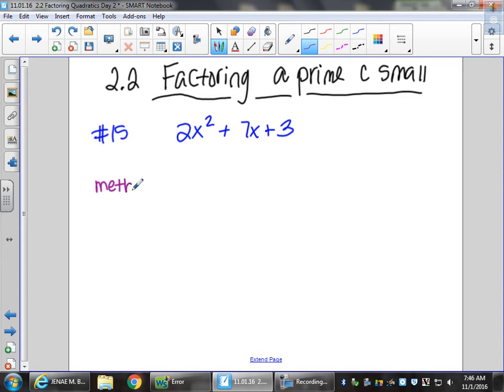Let's say method. Our approach, method, strategy, whatever word you like to use.